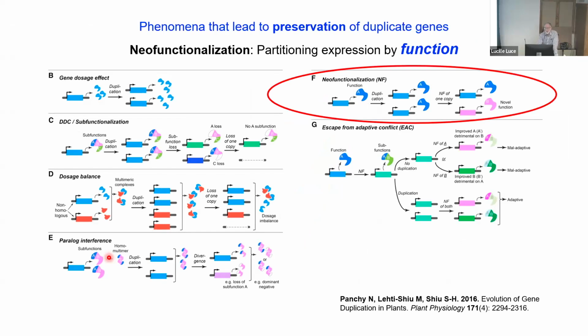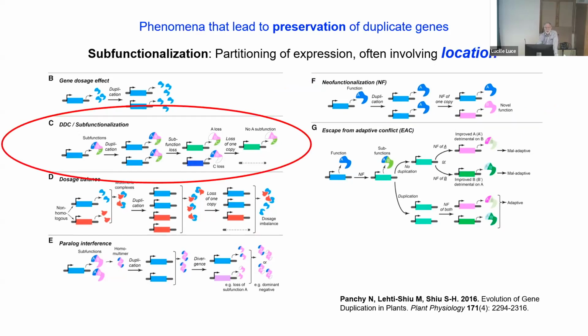You've probably heard of neofunctionalization. This is partitioning expression by function. So a gene that had a single function, the duplicate copies have the same function initially, but then one of them acquires a novel function, and that gets maintained. Once these genes are partitioned by function, there's reason to keep both copies, essentially, being a little anthropomorphic here. So that's partitioning by function.